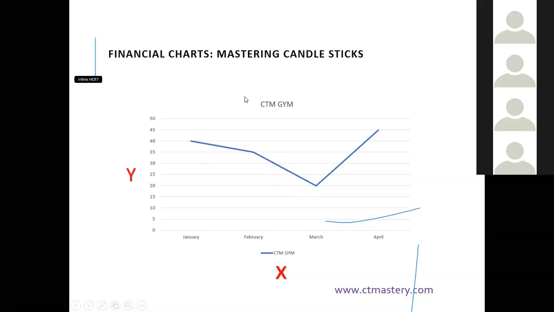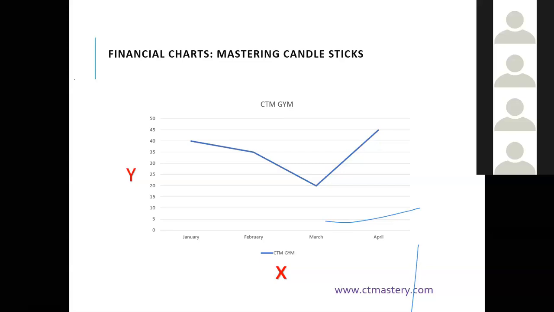So this is a chart of, say, CTM gene, and people that register for CTM gene by months. So in January, I had about 40. In February, I had about 35. March, it dropped down to 20, and April it went up to 45. So this is more like a visual representation of what a chart is.